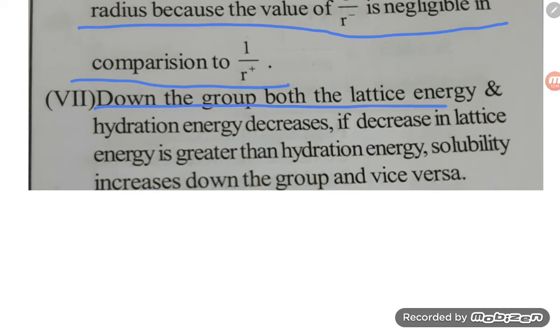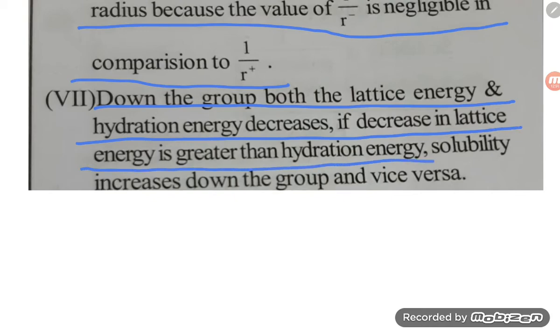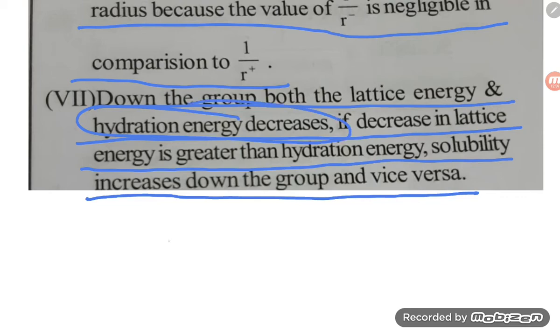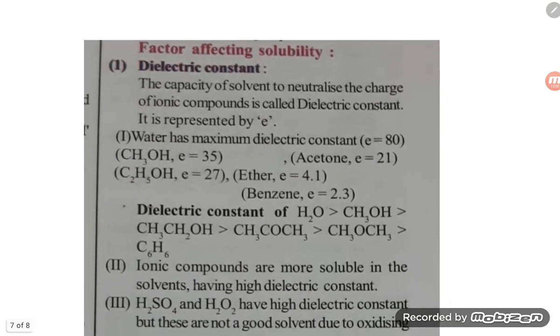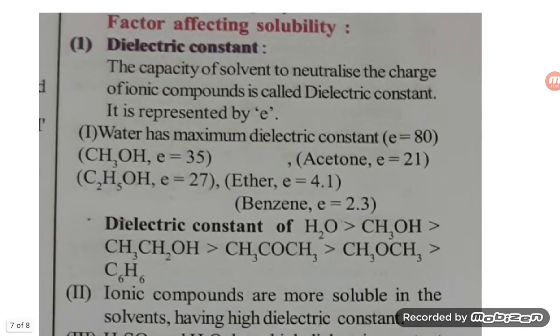Down the group, both the lattice energy and hydration energy decrease. If the decrease in lattice energy is greater than hydration energy, solubility increases down the group, and vice versa. So hydration energy decreases down the group, so solubility will decrease. Nice, right, student? Now let us see the factors affecting the solubility.